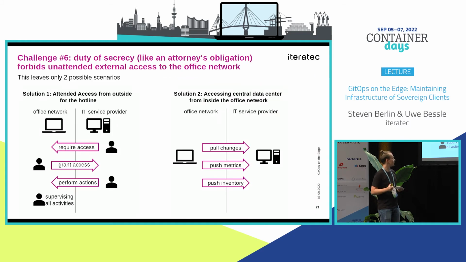Okay, the sixth challenge we need to address is, again, a repetition to some extent of the first challenge because of the professional secrecy, or confidentiality obligation is another term for it. We can boil this down to two solutions being available in our case. The first one being currently in use, maybe it can be optimized. We have a workflow of requesting access, granting access, performing actions, and supervising those actions, which needs to be addressed in a manual workflow between the IT service provider and the office network.